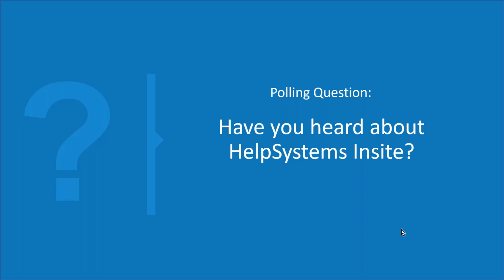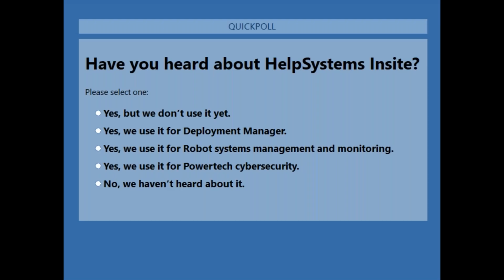Okay, so we're going to do another poll. I'm going to jump in here. Poll number 2. All right, so maybe just a second here to launch this. Boom. Have you heard about Help Systems Insight? Should be out there. There it is. Go ahead and take just a couple moments to click any of the options you have there. Yes, heard about it, don't use it. We are currently using it for Deployment Manager, for Robot Systems Management, for PowerTech cybersecurity. Excellent. Wait a few seconds here to get a good voter turnout.